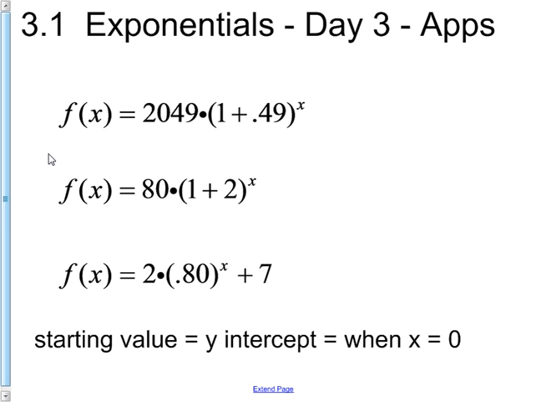Okay, so we're talking about exponentials. By now, you should look at that problem and be able to say, oh, I know what the starting value is. What's the starting value? 2049. How about, is it growing or shrinking? Oh, I got some of you. See how I separated that into two parts? Sneaky, sneaky. It's actually growth.